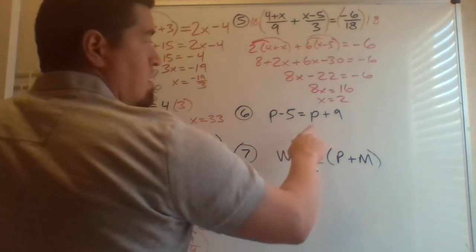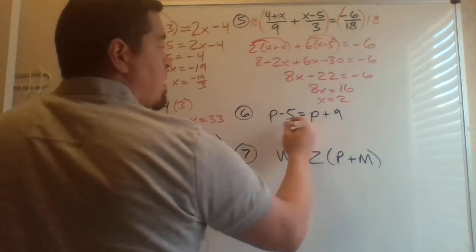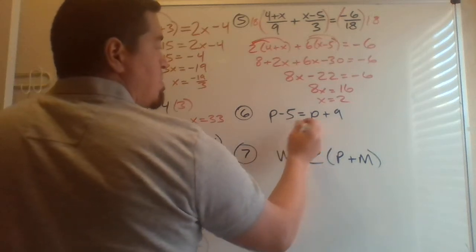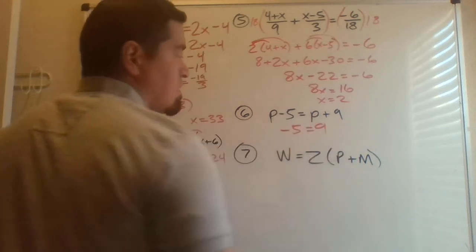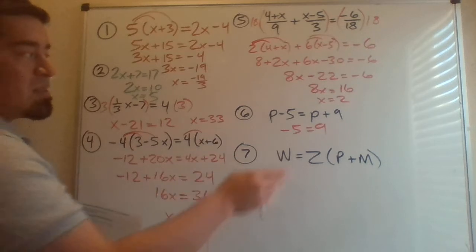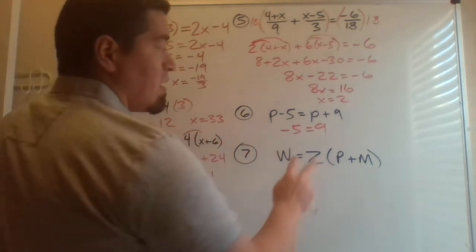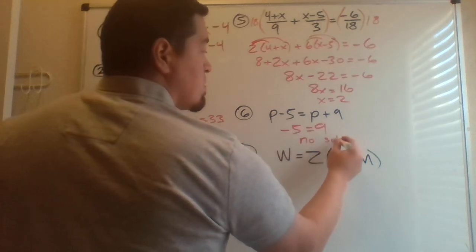Here you'd start like doing anything else. You'd subtract p. But when you subtract p on both sides, the p's cancel out, leaving you with -5 equals 9. So that's not right. But when you encounter this where the variables cancel out, if they don't equal, there is no solution.